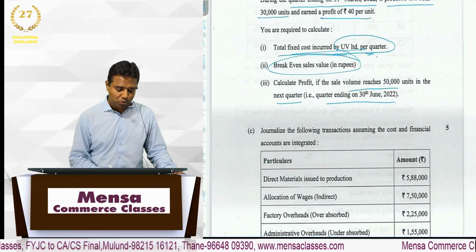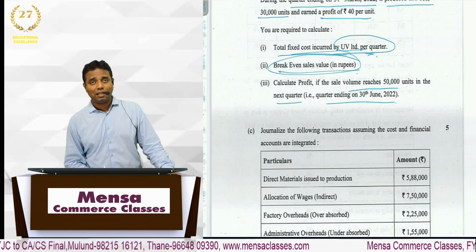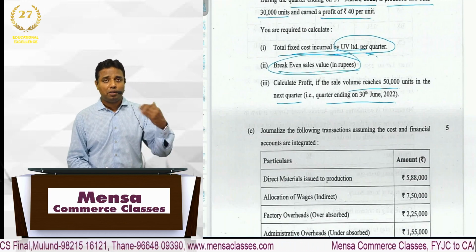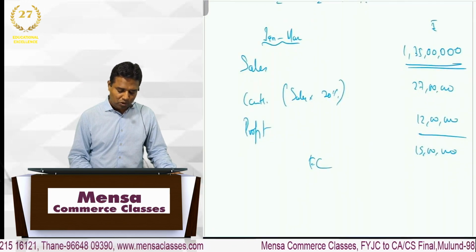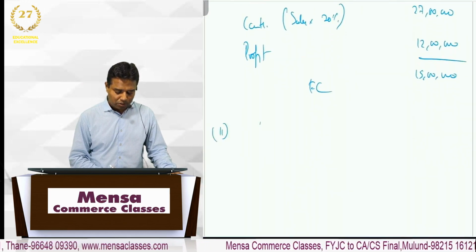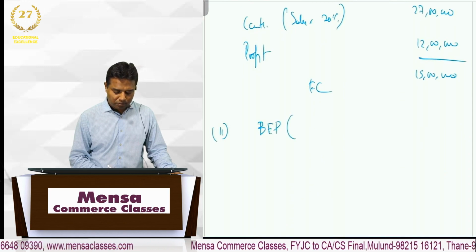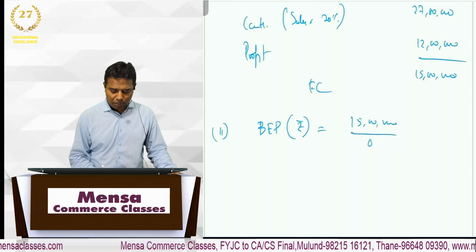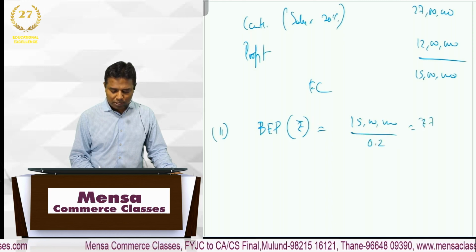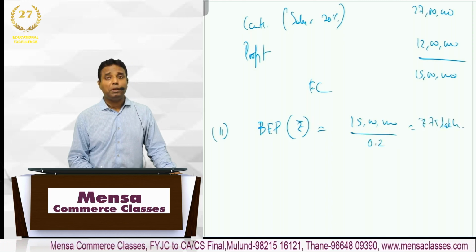Right? So 15 lakhs is your fixed cost. Now what are you supposed to do? You'll find out the BEP in sales, in rupees. So how do you get the BEP? Fixed cost upon the PV ratio. That is an easy one. So fixed cost upon PV ratio. So BEP rupees. The fixed cost is 15 lakhs and PV ratio is 0.2. So 75 lakhs is the BEP rupees.